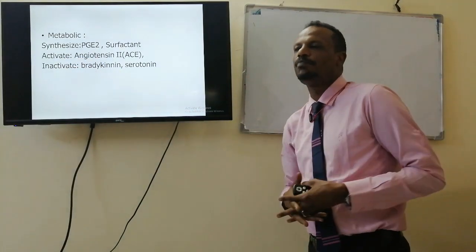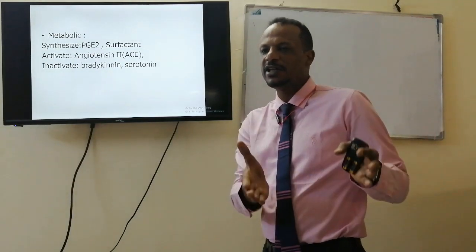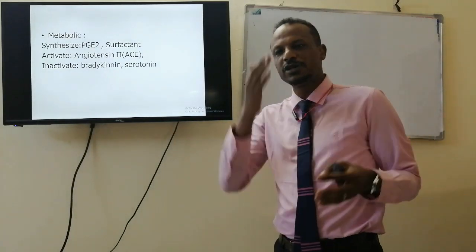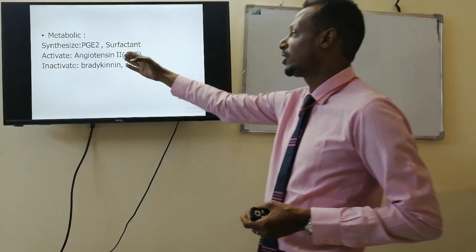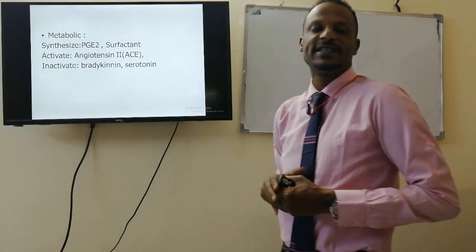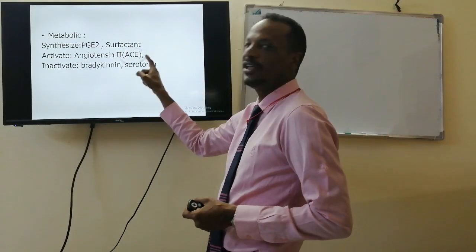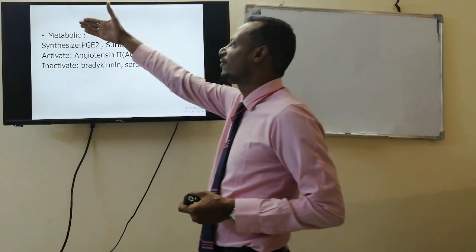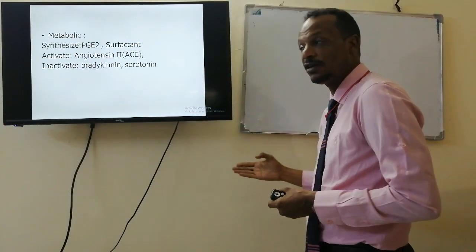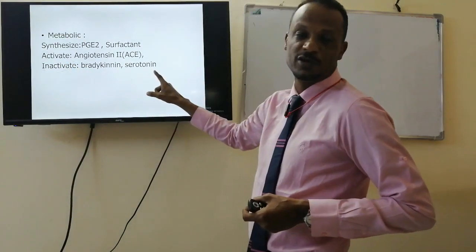You know well, renin is produced by the kidneys, and renin converts angiotensinogen to angiotensin 1. Then angiotensin 1 is activated to angiotensin 2 through the angiotensin converting enzyme. This angiotensin converting enzyme is found in the pulmonary capillaries. So one of the main functions of the lung is to convert angiotensin 1 to angiotensin 2. Also, the lungs inactivate bradykinin and serotonin.